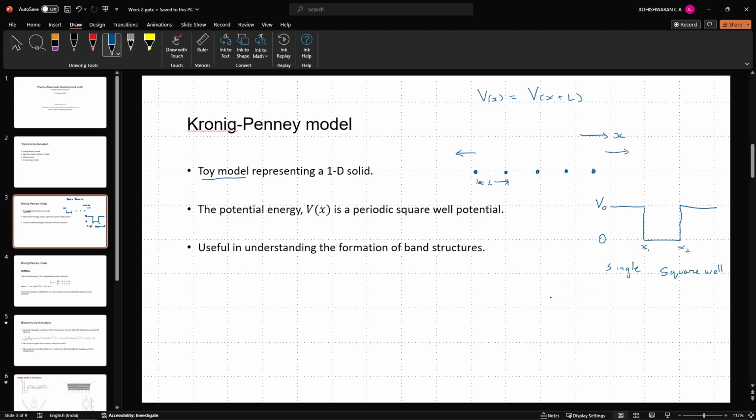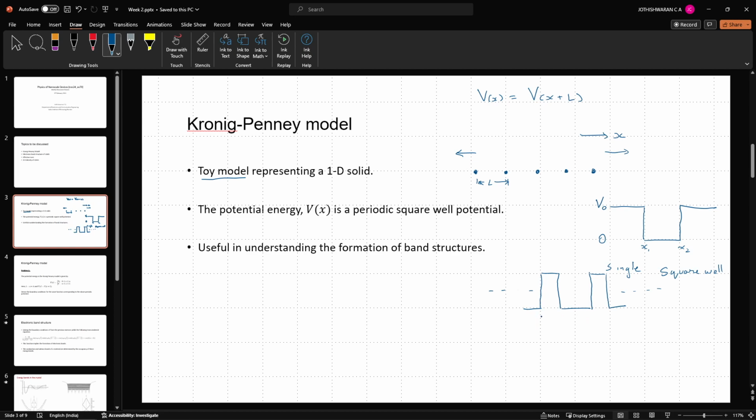Now the periodic analog of this will be, for those who are familiar with signals, it will essentially look like a pulse string. So there will be a region where the potential is V0, then there will be a region where the potential is 0, then there will be another region where the potential is V0, and so on. So the function will progress periodically in this manner.